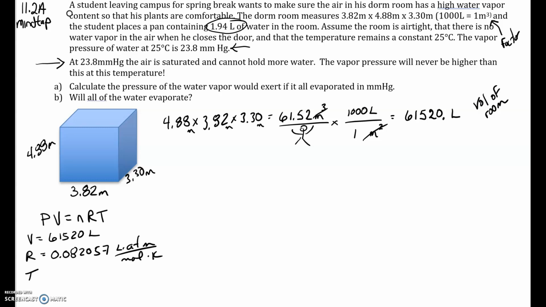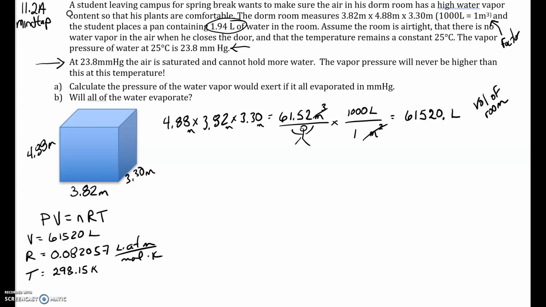The temperature they gave us was 25 C, and notice on the R value we have units of Kelvin, so I might as well put that into Kelvin. I do that by adding 273.15 to the Celsius temperature. So that's 298.15 Kelvin. And we're solving for pressure, so we need an N. We need the number of moles. And since we're talking about the pressure of water, we need the moles of water.